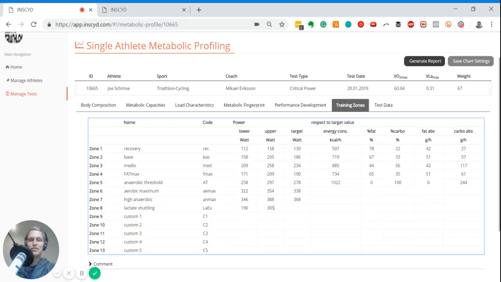So INSCYD helps you work on this. What I would do with this athlete is look at his aerobic maximum training zone here. That's a target of 322 to 354 watts. So doing VO2 max intervals in, let's say, the 2 to 5 minute range in this range of power would be a great way to go about it. But looking at his anaerobic threshold zone, which ends at 297, we might also do longer intervals, like 6 to 8 minute intervals between 297 and 321.